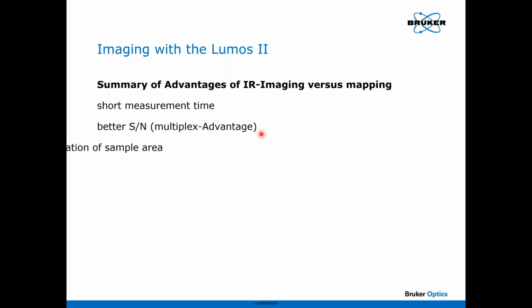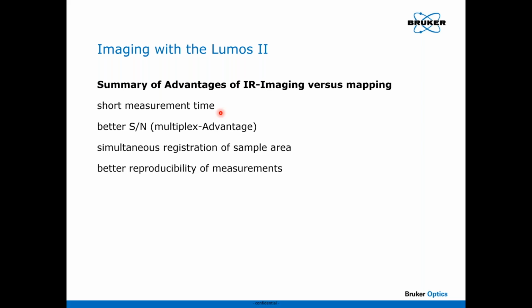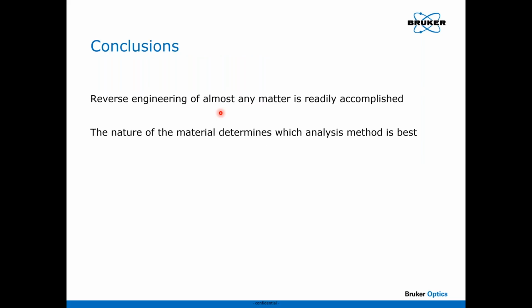And then kind of summarizing again, why imaging versus mapping? Very short measurement times, 1,000 spectra per second approximately, better signal to noise because you're not throwing away light while you're masking down with an aperture, and the samples are perfectly registered, and again, with the optical images as well, very reproducible. And then kind of summarizing in total, reverse engineering is really best accomplished, I might argue, or at least first with infrared microscopy, and then you can move to other techniques, and remember it's non-destructive as well, and the nature of the material will always determine which analysis method is best or what sequence of them is best.